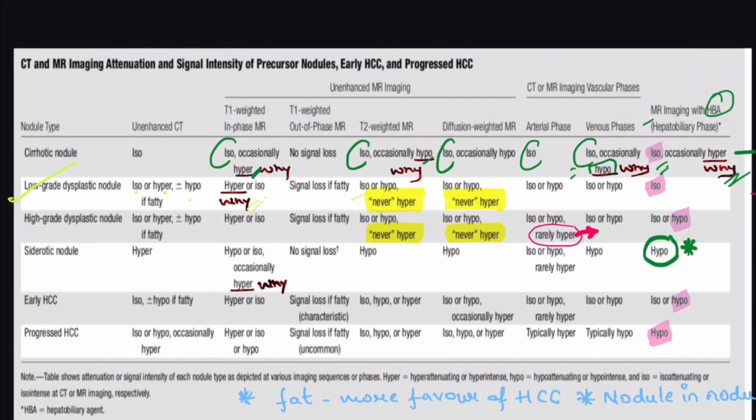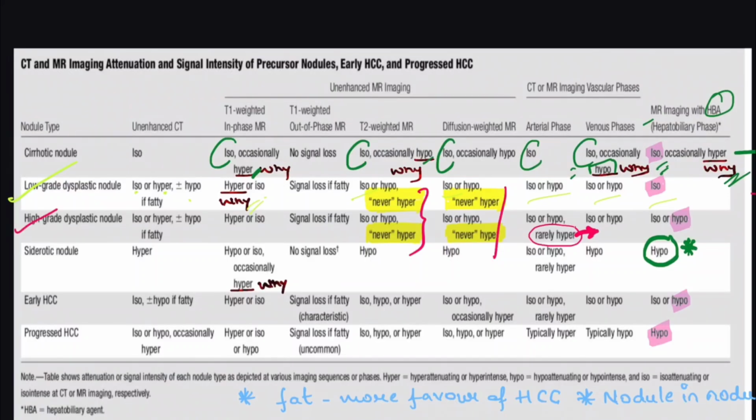They can be T2 iso or hypo, diffusion iso or hypo, arterial phase hypo or iso, venous iso or hypo, and hepatobiliary phase iso. Just remember, for dysplastic nodules, they are never T2 hyper, they are never diffusion restricting. Okay, just remember these things. Dysplastic nodules are never T2 hyper, and they are never hyper on diffusion, they never restrict. Okay, so these are the low grade nodules.